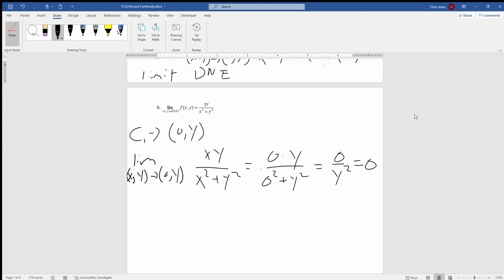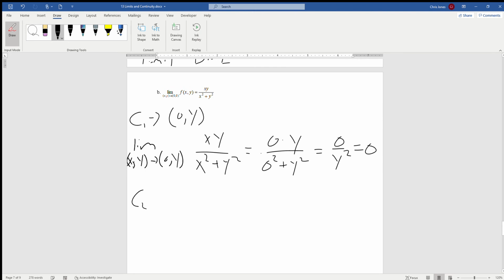Now, let's say for some reason we use the same path as we did before. This is sneaky. Let's say we used (x, 0). I'm going to erase this in a moment because this is not what we want.